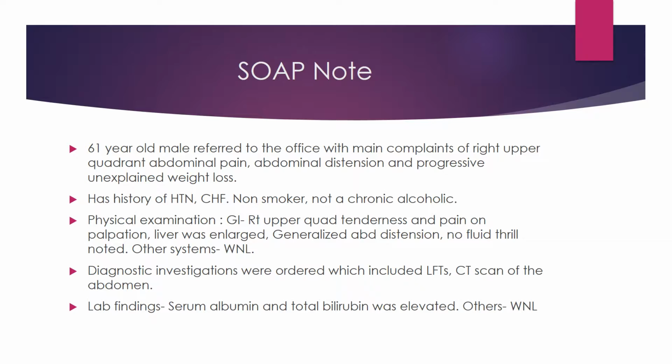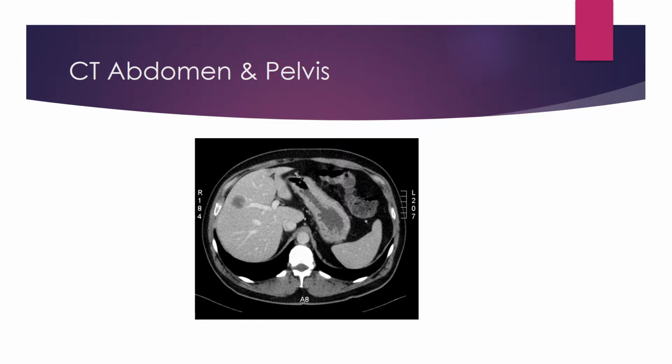So diagnostic investigations were ordered for him, which included the liver function test and CT scan of the abdomen and pelvis. The lab findings showed elevated serum albumin and total bilirubin level, while the other parameters were within normal limits. However, the CT scan finding was what helped in making a definitive diagnosis.